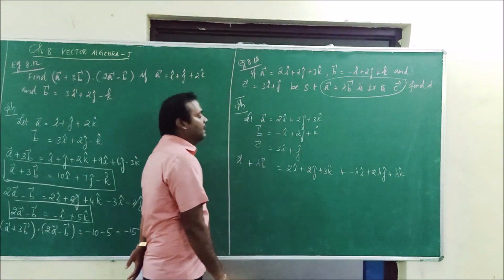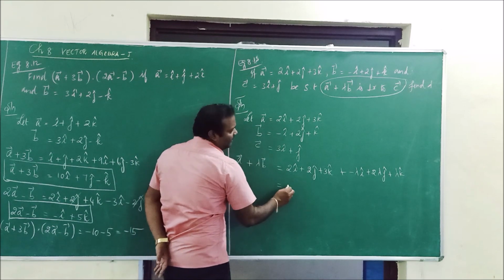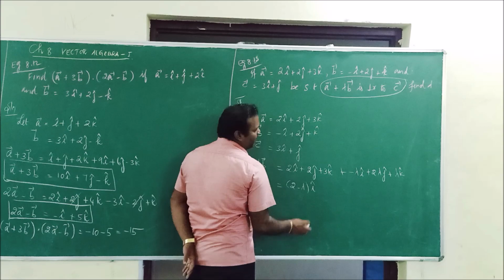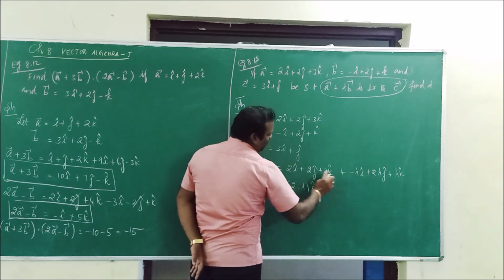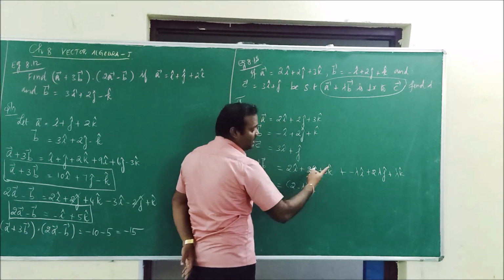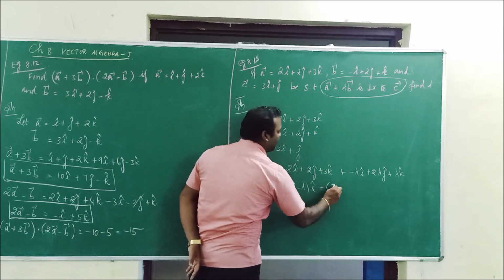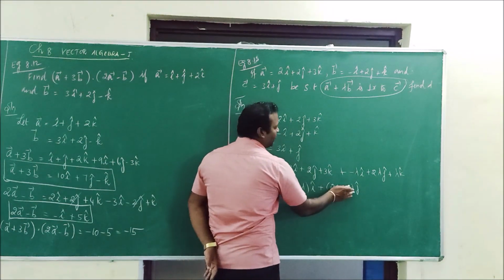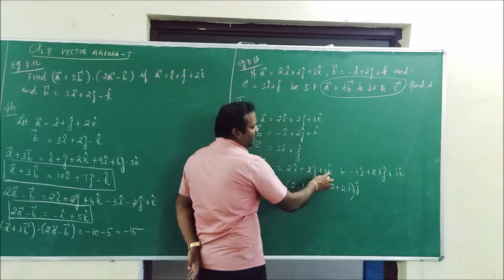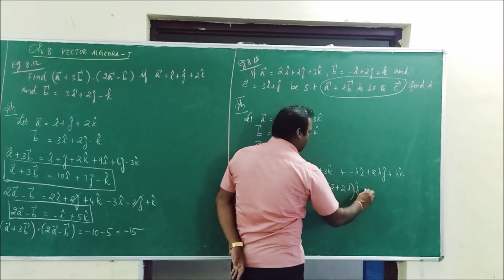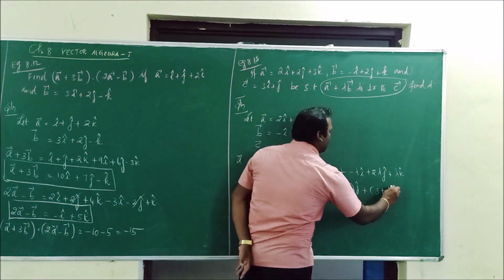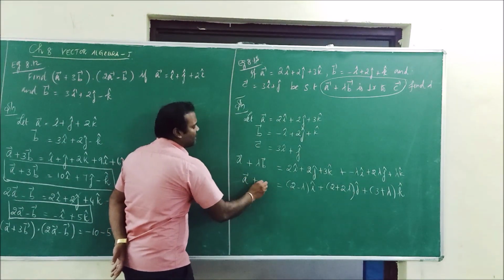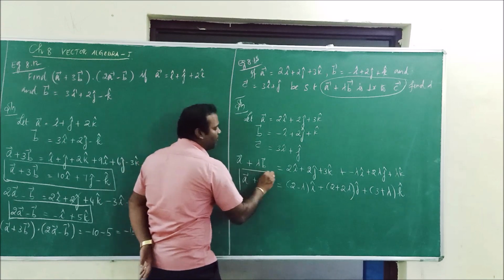Okay. So now you can rewrite this: you can take i cap in common. So 2 minus lambda into i cap. Then here also you can take j cap in common, so you can write this as 2 plus 2 lambda into j cap. Next, you can take k cap in common. When you are taking k cap in common, you will get 3 plus lambda into k cap. So this is nothing but a vector plus lambda times b vector.